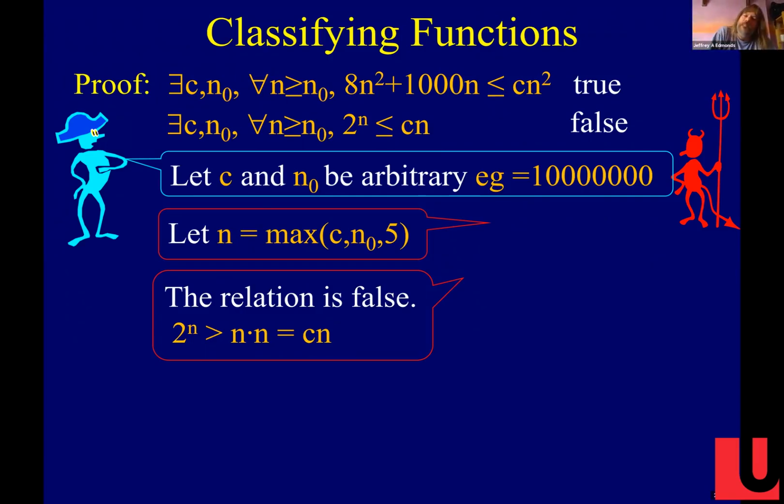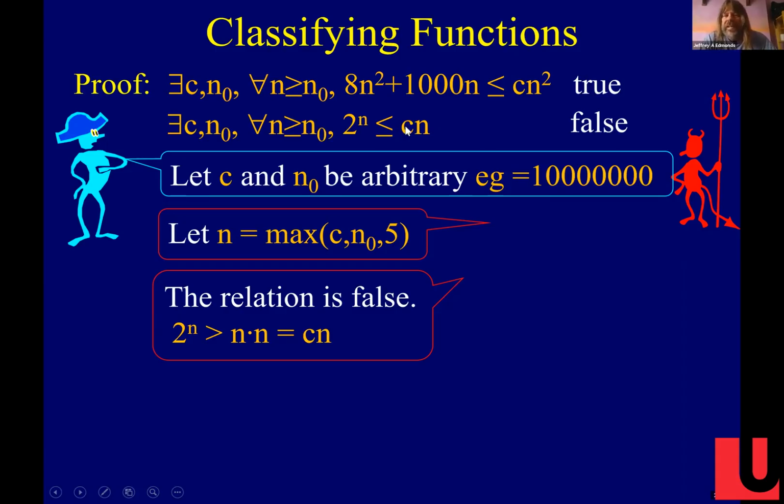Can you explain about the second speech bubble? Let n equal the max of c, n naught, and 5. Yeah. What I want to make, my goal is to prove this sentence false, right? What is this sentence saying? It's saying for every sufficiently large n, he's claiming his program doesn't take longer than some constant times n. That's what he's claiming, right?